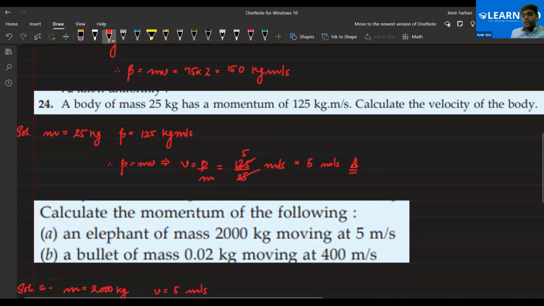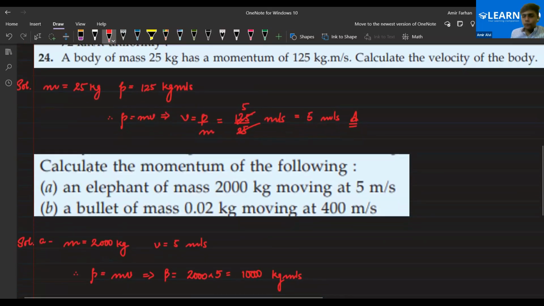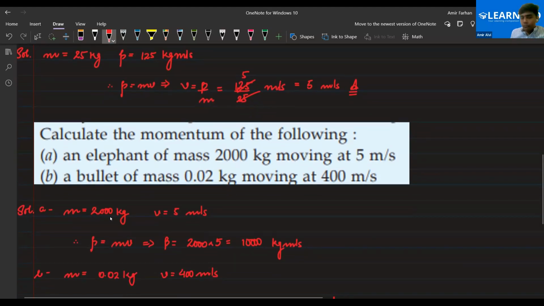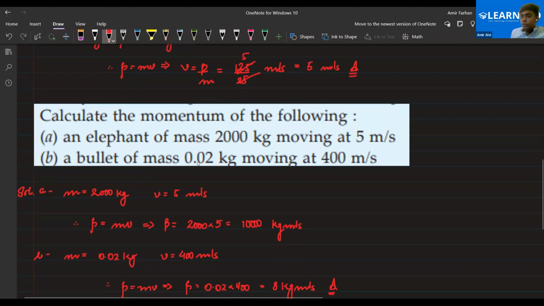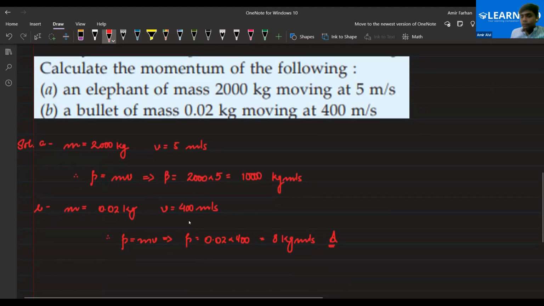Okay, the next question is written in front of you: calculate the momentum of the following. An elephant of mass 2000 kg moving at a speed of 5 meter per second. Let's calculate the momentum. If you multiply them, it would be 10,000 kg meter per second. Clear, everyone? And a bullet of mass 0.002 kg moving at a speed of 400 meter per second. If you multiply it, the momentum is 8 kg meter per second.